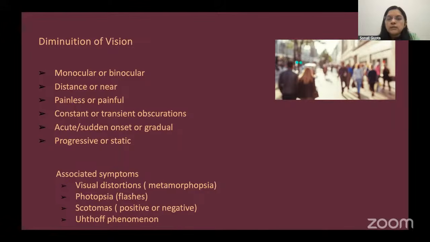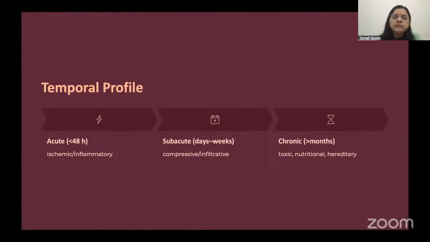And is it progressive or static? Usually vascular causes are static. They happen suddenly at one point and then stay the same or change over time. But progressive ones are mostly inflammatory, which require a quicker workup and quicker treatment. So based on the temporal profile, if it is very acute, then usually it is a vascular cause or sometimes inflammatory. If it has happened over days to weeks, then a compressive or an infiltrative pathology should be suspected. And if it has been very slowly progressive over a long time, then it usually signals maybe a toxic, nutritional, or a hereditary cause.